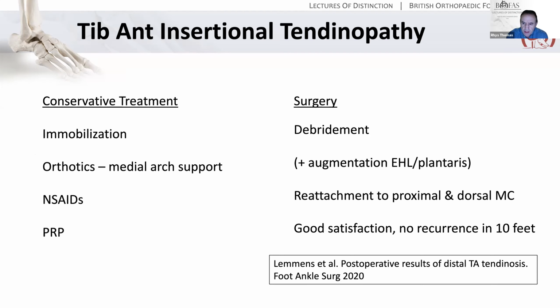Surgery is a little bit like treating an insertional Achilles tendon tendinopathy. The main literature talks about detaching the tendon, debriding the insertion, and reattaching it just proximal and dorsal on the medial cuneiform to take a little bit of the tension off the tendon insertion. In a study this month, actually, they reported 10 feet in 9 patients using this technique, all of whom had a good satisfaction and managed to return to activity.